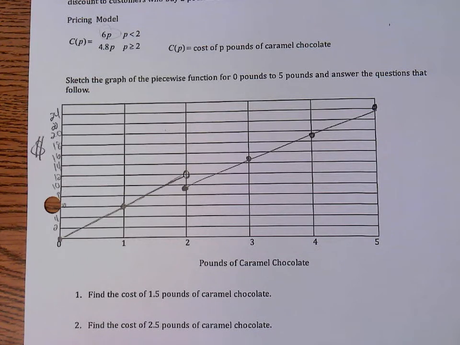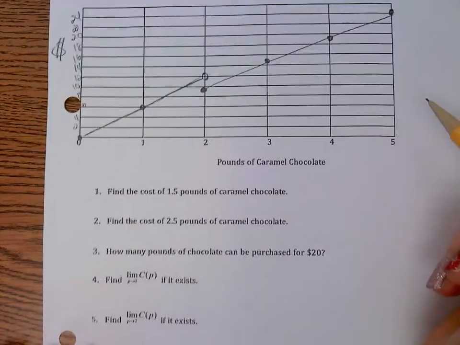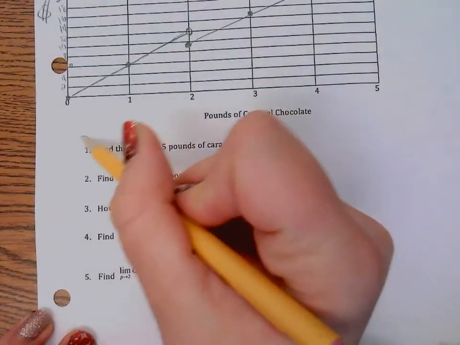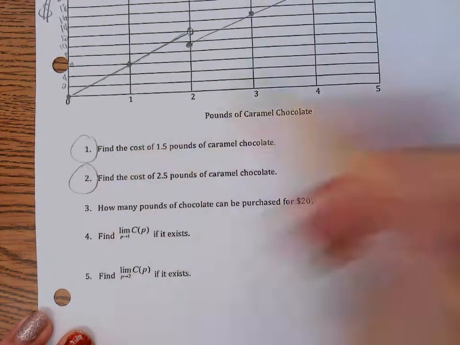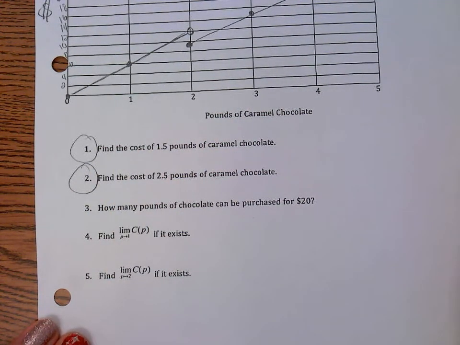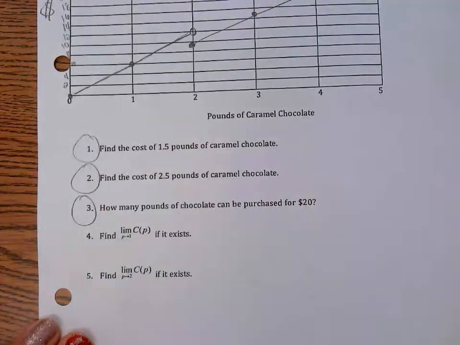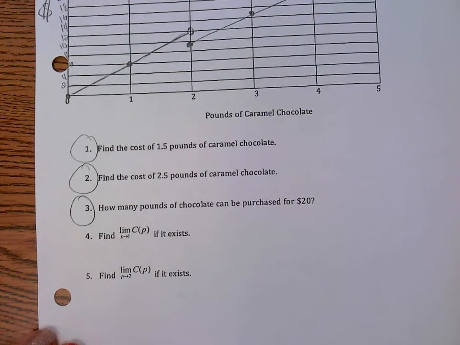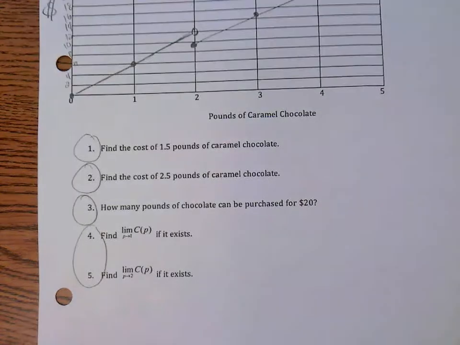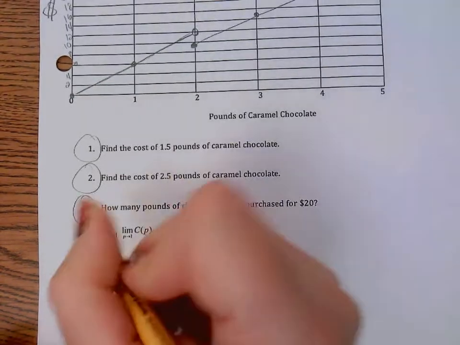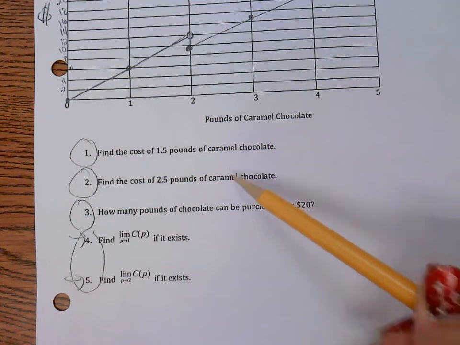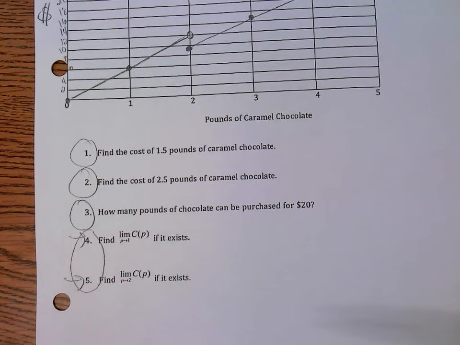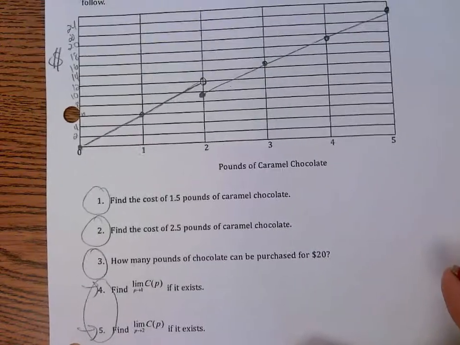So what I would like you to do is use the graph and the equations to answer these questions below. What do you think the cost of 1.5 pounds of chocolate is? What do you think the cost of 2.5 pounds of chocolate is? How many pounds can I buy for $20? And I'd like you to think about these 2 questions. What is the limit? I'm actually going to think about 4 and 5 with you. So pause the video first and answer questions 1, 2, and 3. And now I'm going to talk about questions 4 and 5 before we move on to the back page.